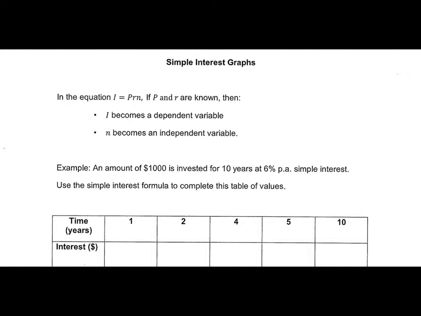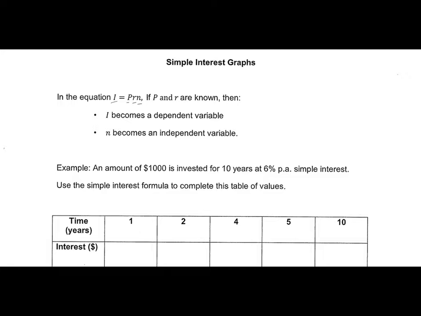Hello and welcome to lesson 3 in interest and depreciation, simple interest graphs. Today we are going to be looking at the graphs of what we covered yesterday with simple interest. So we're using the formula that I equals PRN. As before, I is the amount of interest, P is the principal, R is the rate of interest, and N is the number of time periods.